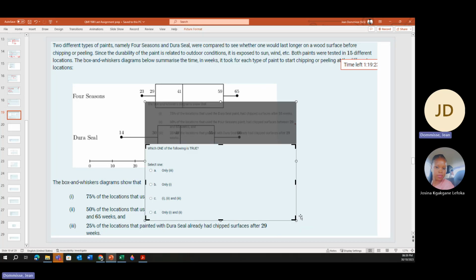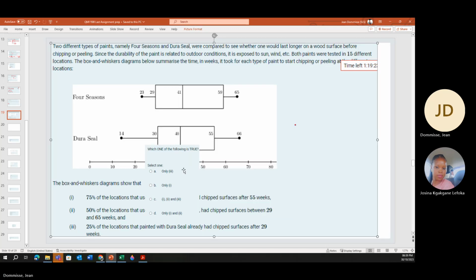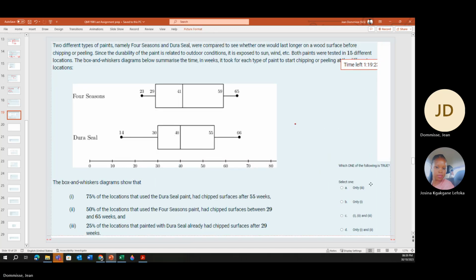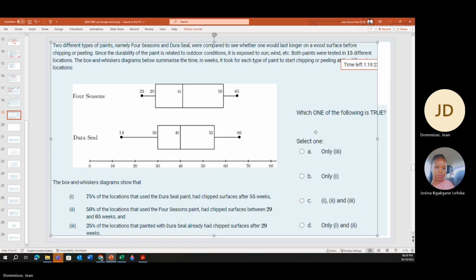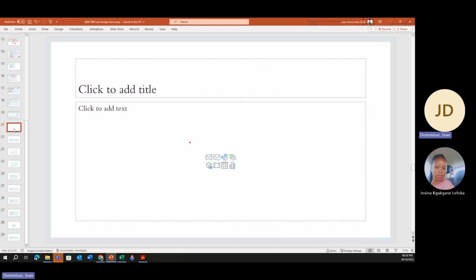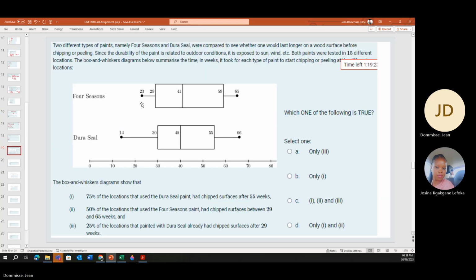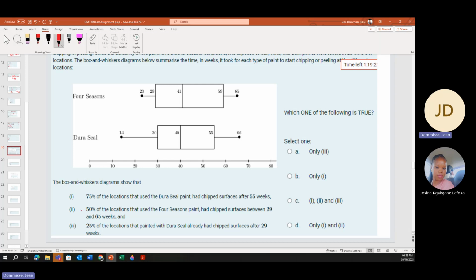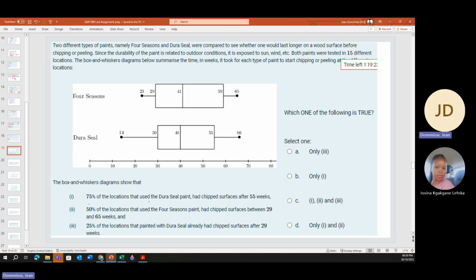Okay, so which one is true? Let's look at the options. 75% of the locations that use the DuraSeal paint had chipped surfaces after 55 weeks. Okay, so yes, 75% have. So that could be true.